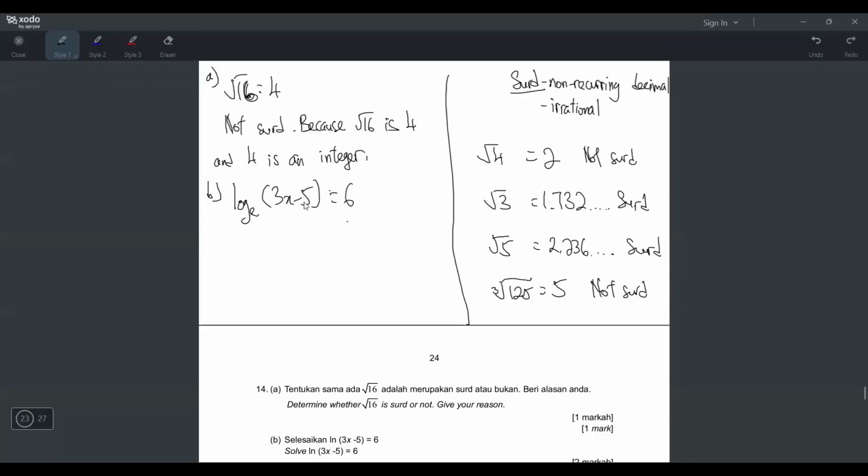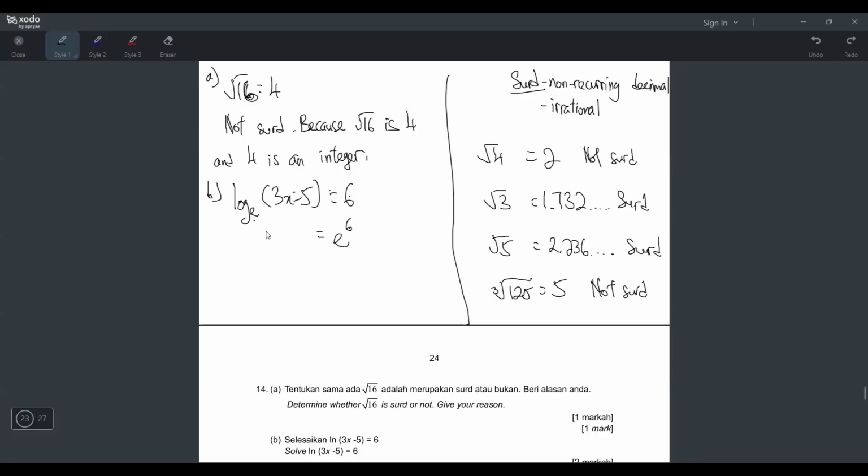Okay, how to solve for x? First of all, if you have log something base something equals something, you can perform anti-log. What's anti-log? Anti-log means you try to remove the log by moving the log base to the other side. And when you move it, the log base becomes the number base. So it becomes e power 6.